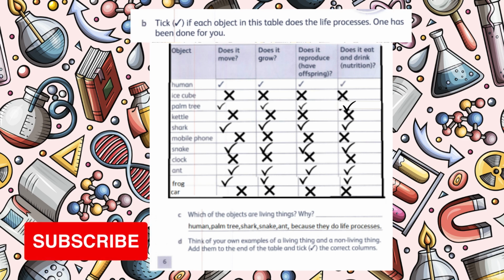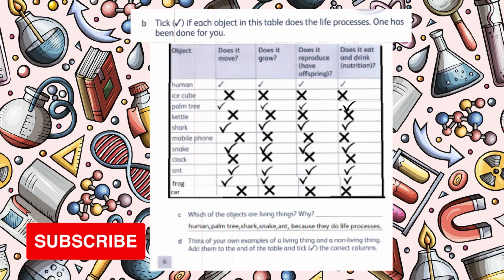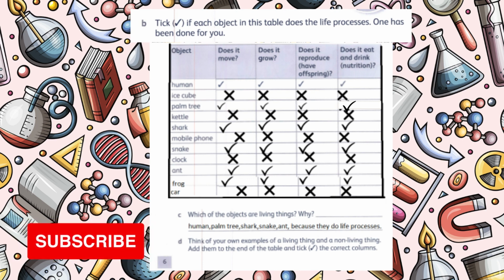And in C, which of the objects are living things? Why? So you can see human, palm tree, shark, snake, and frog as well, because I have added it. These are living things because they do life processes. And ice cube, cattle, mobile phone, clock, and car are non-living things.